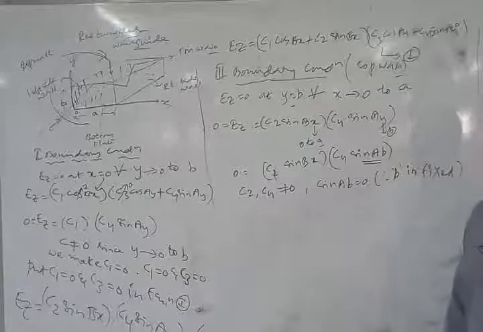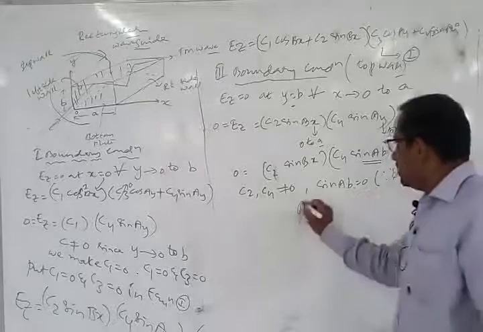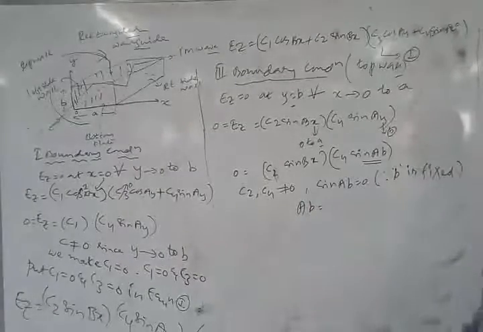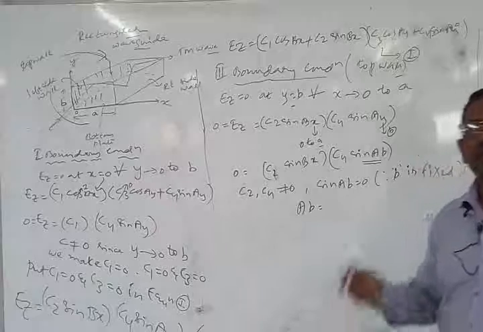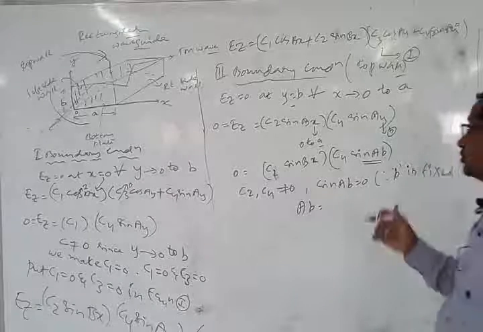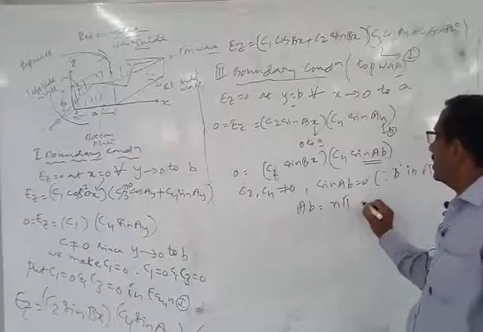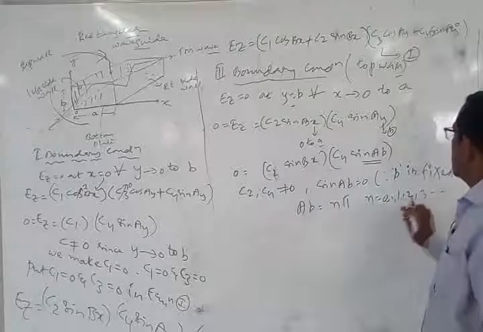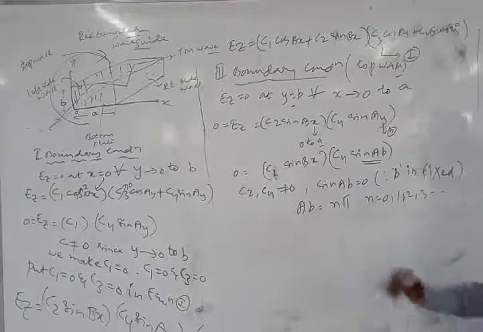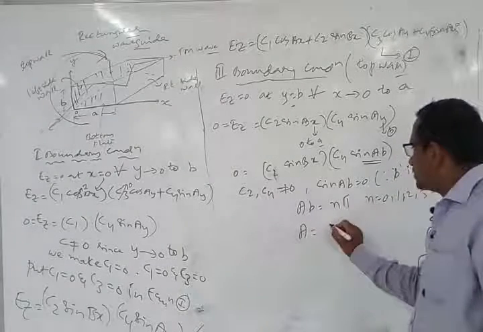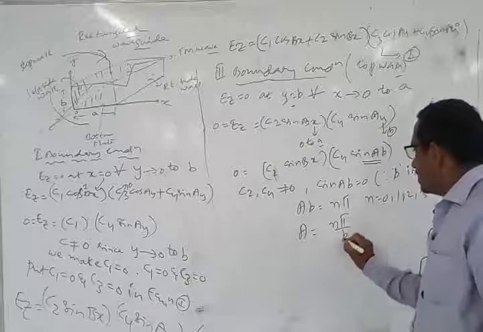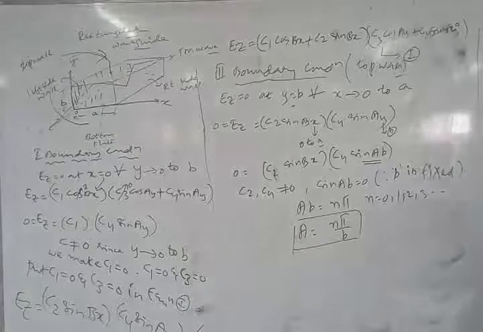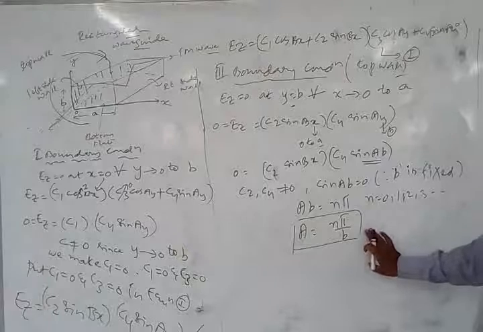Therefore, we make it equal to 0 such that Ab becomes simply multiples of pi, where n takes values 0, 1, 2, 3 and so on. So this constant A becomes equal to n pi by b. So this is the equation that I will be getting here. Let us keep this in mind.